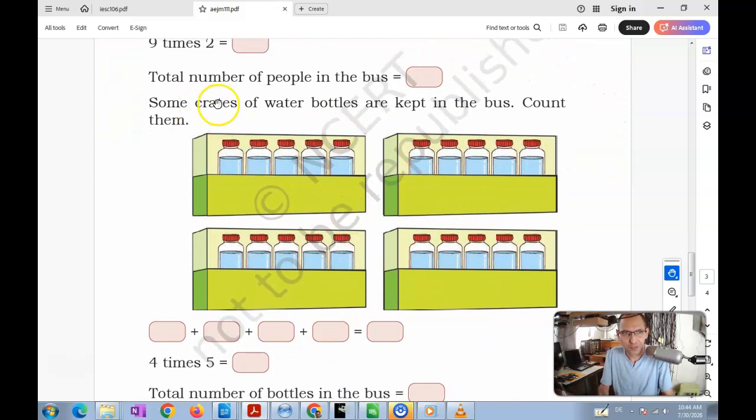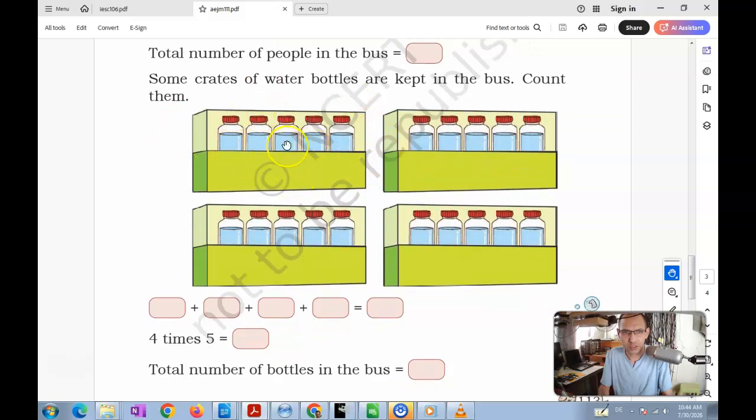Or for example, we have these crates of water bottles, and each of the crates contains 5 bottles. You have 5 bottles here, 5 bottles here, 5 bottles here, 5 bottles here. So in total you have 5 plus 5 plus 5 plus 5, 4 times, which would be 20, right? So instead of writing 5 plus 5 plus 5 plus 5 4 times, you can say 4 times 5 is equal to 20, right?